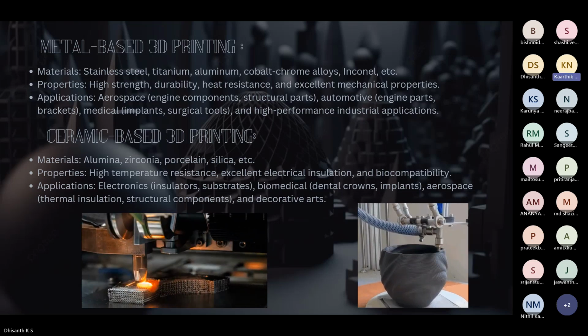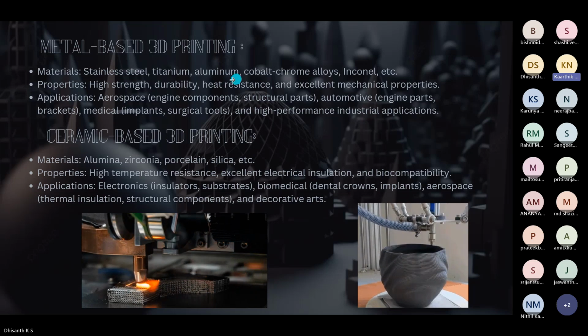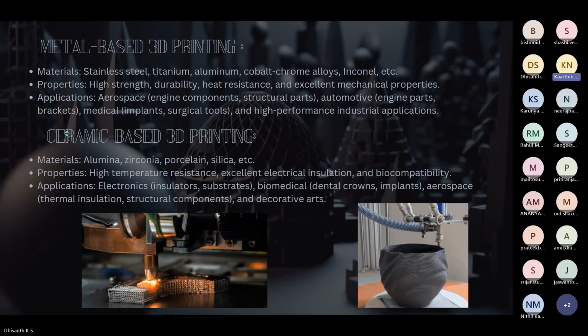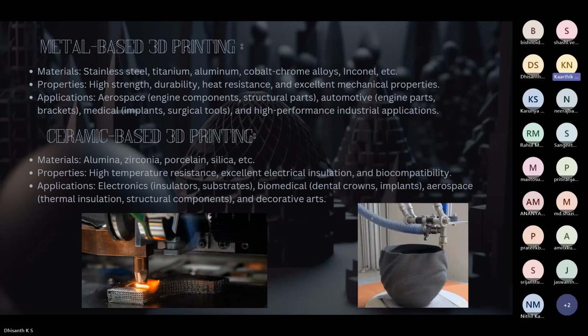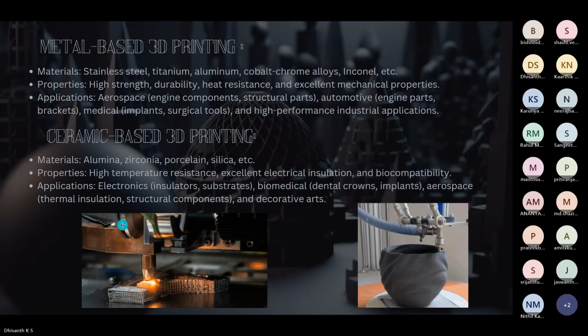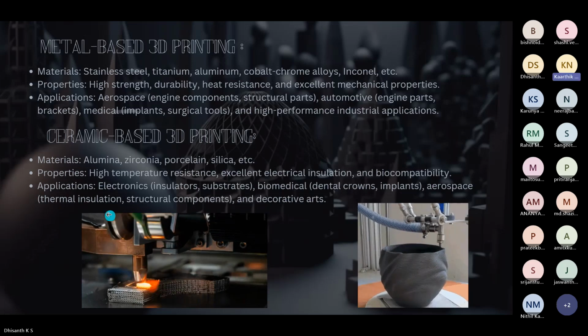And I forgot to say, for polymer-based 3D printing there are three printers, especially FDM, SLS, and SLA. So note those points. Metal-based 3D printing. Materials we use are stainless steel, titanium, aluminum, cobalt chrome alloys, and Inconel.